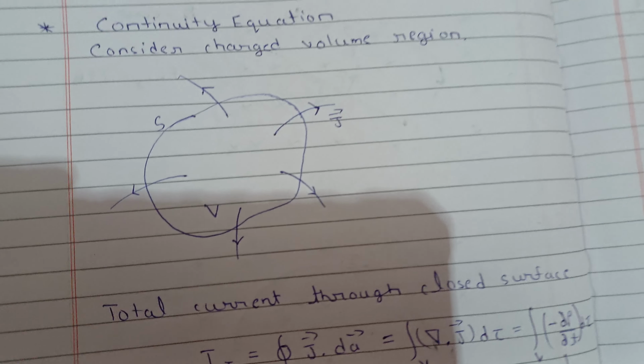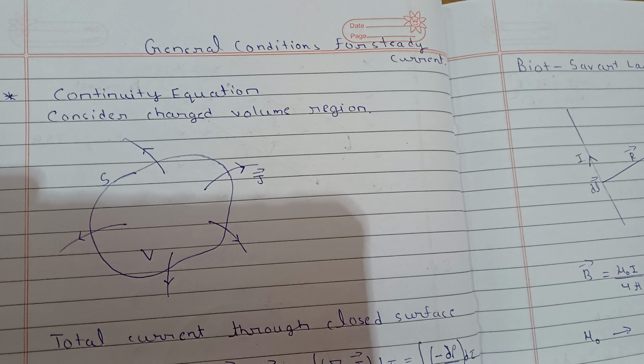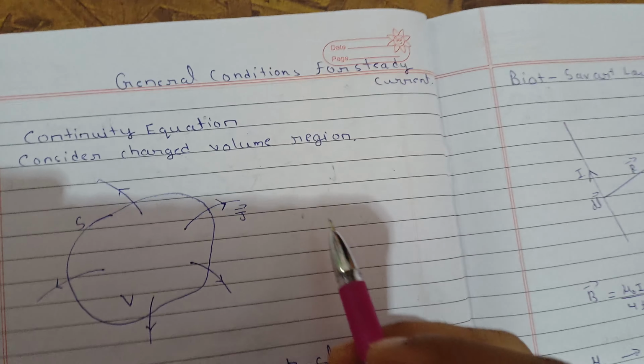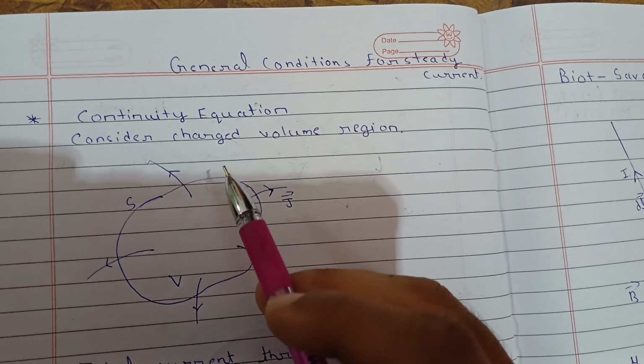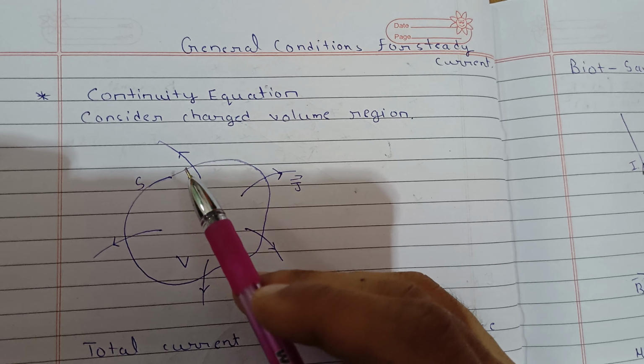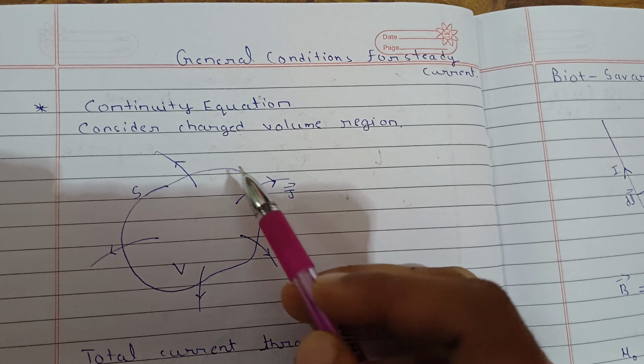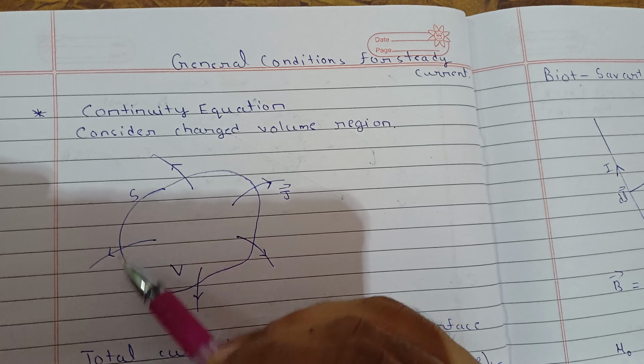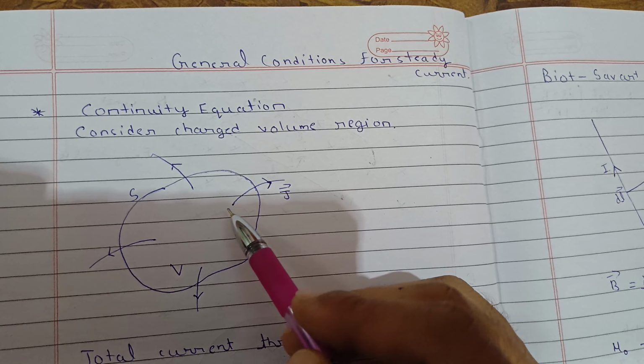Now we are studying the steady current, so we must first understand what steady current is. The general condition for the steady current: first we will study the continuity equation. Let's say we have some volume, which has the surface S, and there is charge going outward.